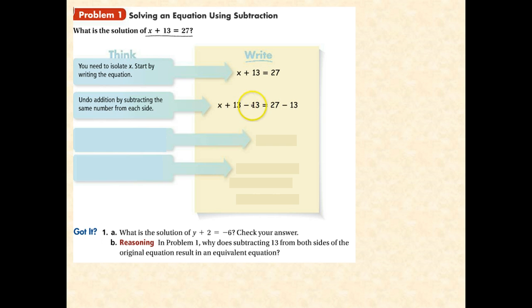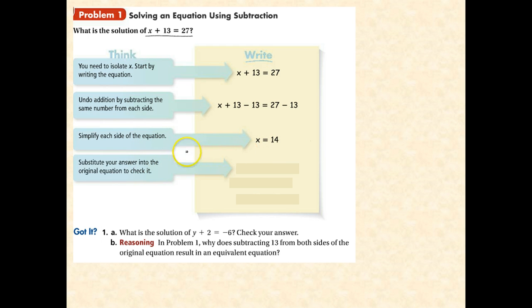13 minus 13 is 0, so this is x plus 0, which is just x. So then I can simplify a little bit. 13 minus 13 is 0, so I just have x over here, and 27 minus 13 is 14. So if my calculations are correct, x should be 14.